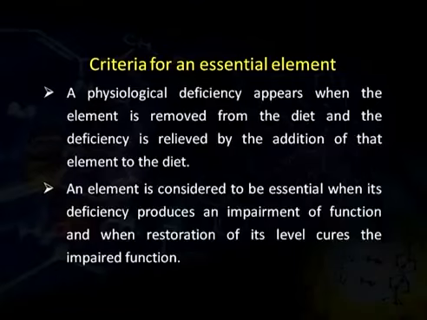What is the criteria for deciding an essential element? A physiological deficiency appears when the element is removed from the diet and the deficiency is relieved by the addition of that element to the diet. Thus we can say that an element is considered to be essential when its deficiency produces an impairment of function and when restoration of its level cures the impaired function.